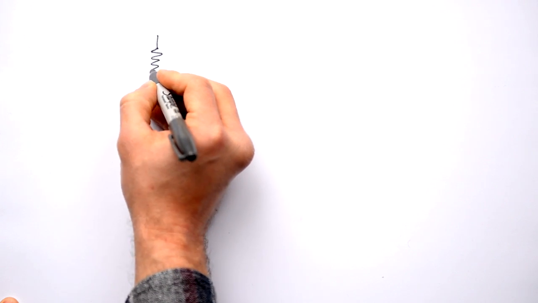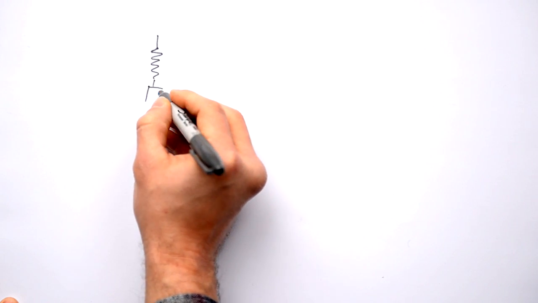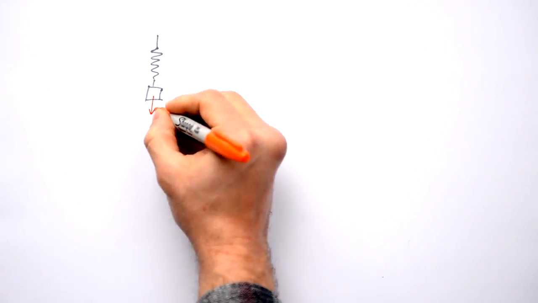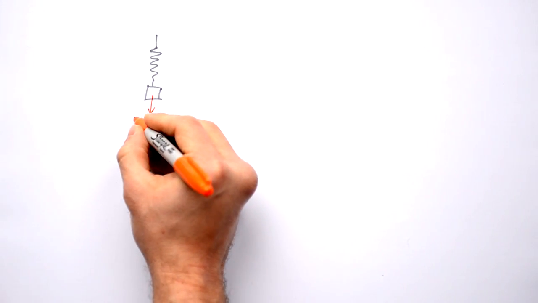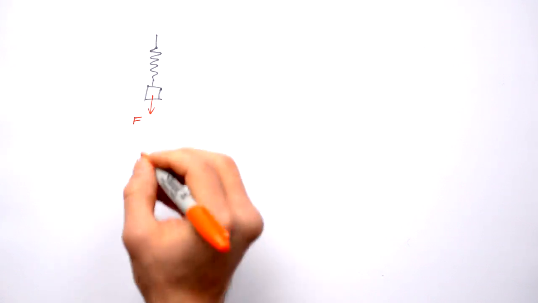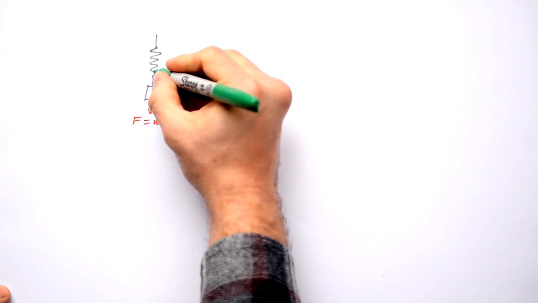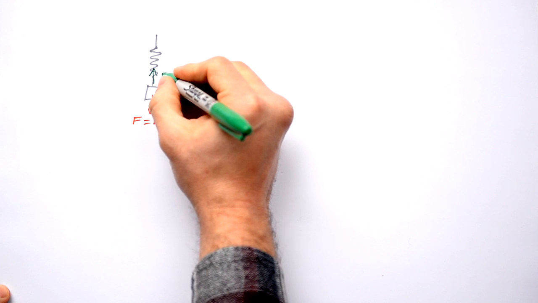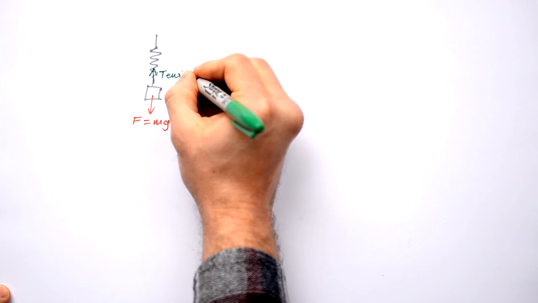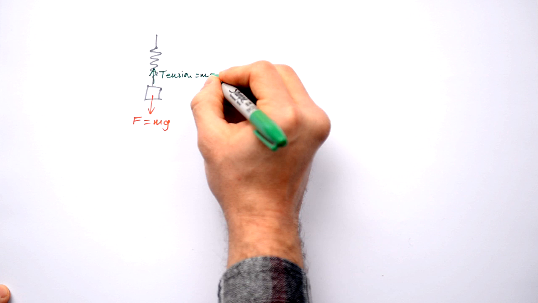Hooke's law is a law that applies to springs. Here we have a spring with a mass on the end. Now we know that the force that's pulling on the spring is the weight of that object. If the spring is in equilibrium, we also know that the tension in the spring pulling the other way has to also be equal to mg.